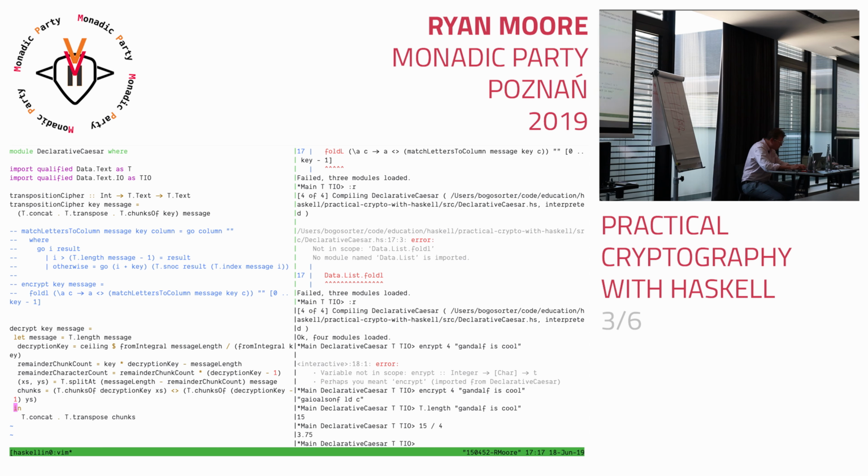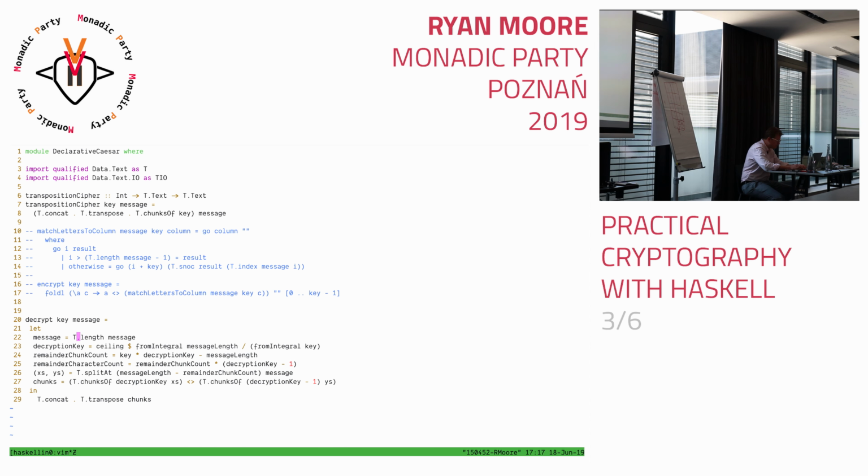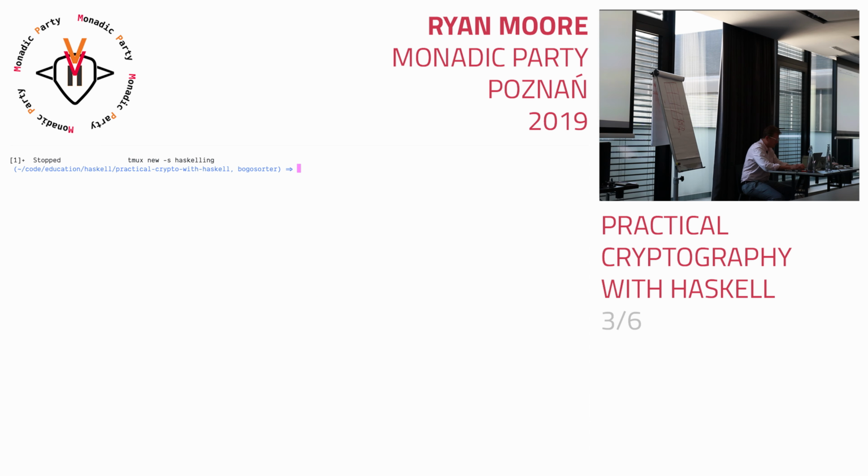I have a slight error here somewhere. Like so. We are using name and message length, but at the beginning of the let statement. Yeah. Anything else? Oops.